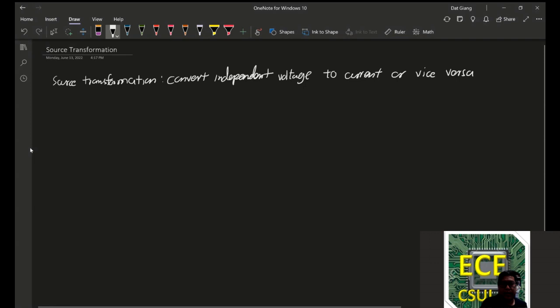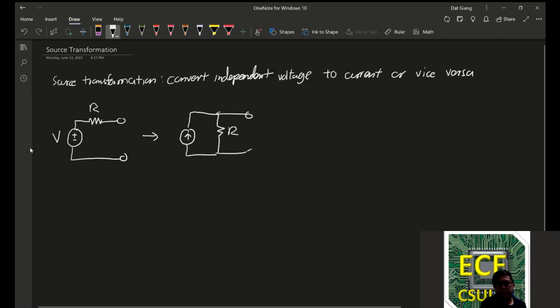Well, in this situation, whenever you have a voltage source in series with a resistor, this can be transformed. So let's say this was V and this was R. This can be transformed into a current source with the resistor in parallel. Using Ohm's law, we know that this is going to be V divided by R in order to get us that current.